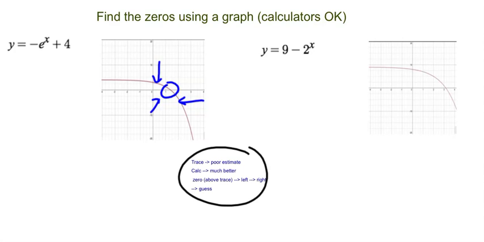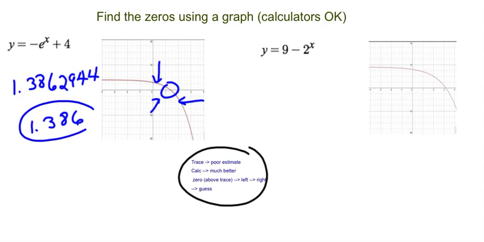So after doing that, what I came up with as an answer for this first one is 1.3862944. I put all those. Remember, I'm not going to require that. I only require 3 decimal places, so there is approximately my 0, and that's all I do. Same thing for one more complicated.